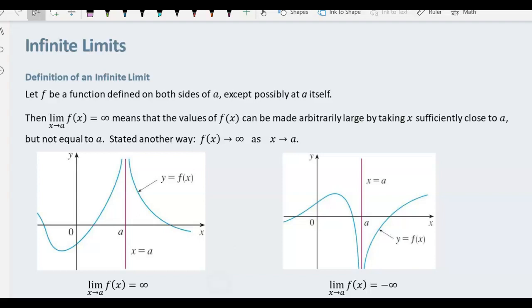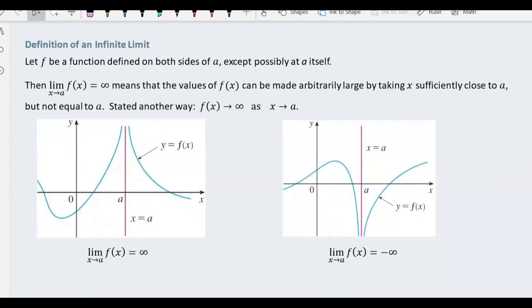In this first example on the left-hand side, we can say that the limit as x approaches a is positive infinity because as I approach from the left-hand side and also from the right-hand side, both of them are going up to positive infinity. Similarly, for the second example on the right-hand side, I can say that as I'm looking at the function from the left and also from the right, they're both going down towards negative infinity.